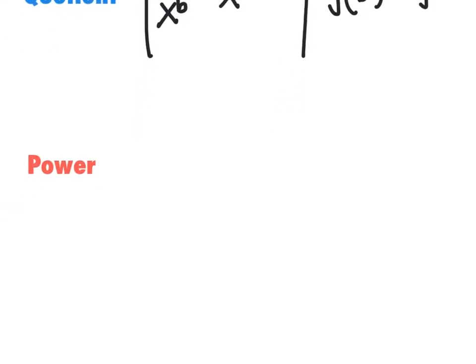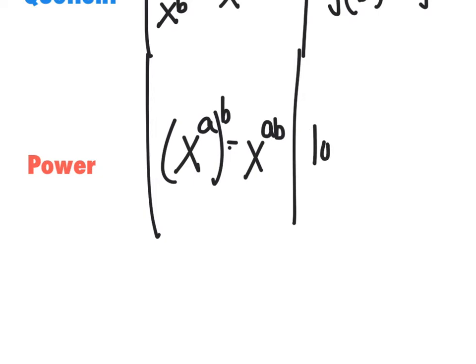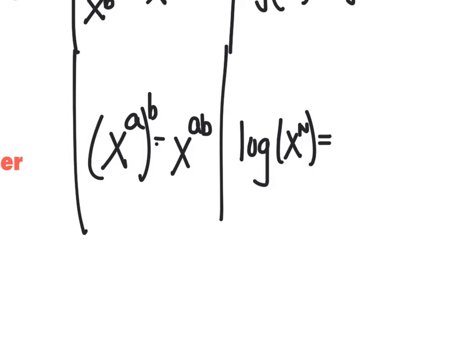Now, the third one's the power rule. Again, in exponents, we said x to the a raised to the b is just multiply, so that's x to the a times b. In logs, we're going to say the log of x to the n power is equal to, now this one's a tad different. What we do is we take this exponent and we bring it down in front. So this is equal to n times the log of x.